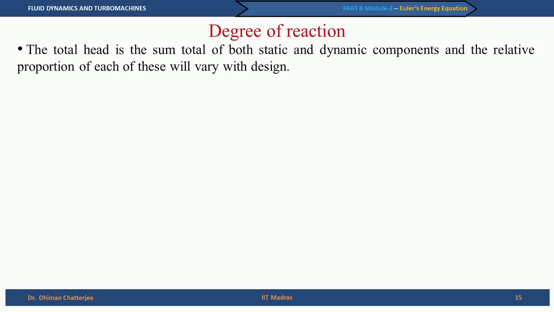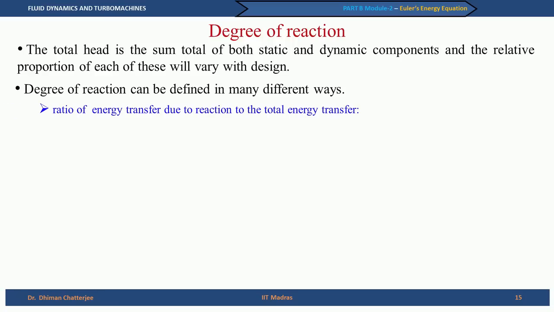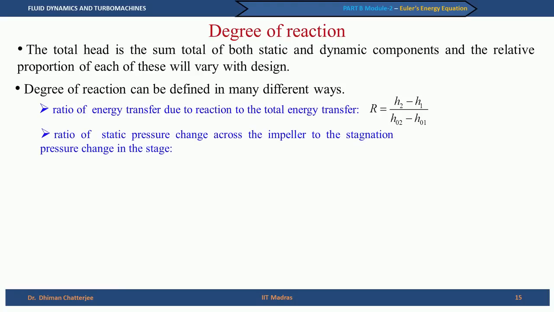And hence, we can define a term called degree of reaction, which relates the changes in the static pressures to the overall change, or the static enthalpies to the overall stagnation enthalpies. And degree of reaction can be defined in many different ways. We can say that this is a ratio of energy transfer due to reaction to the total energy transfer, like R equals (H2 minus H1) divided by (HO2 minus HO1). We can also say it is the ratio of static pressure change across the impeller to the stagnation pressure change in the stage. We can therefore write, as we have discussed so far, that R is nothing but (U2 square minus U1 square plus W1 square minus W2 square) divided by W.